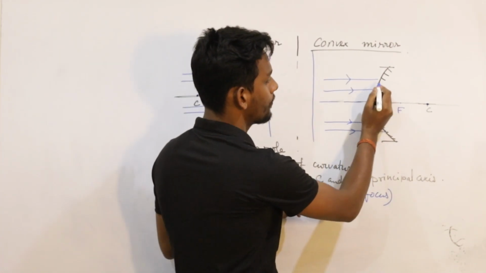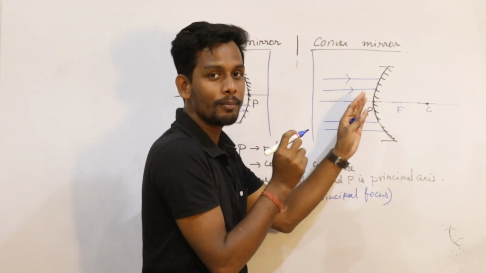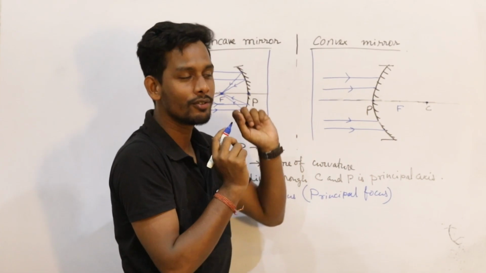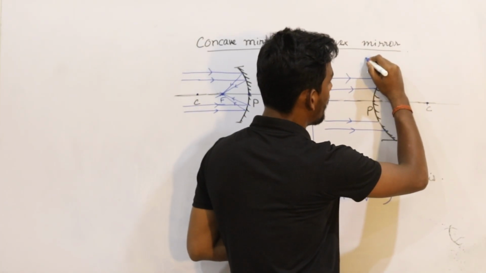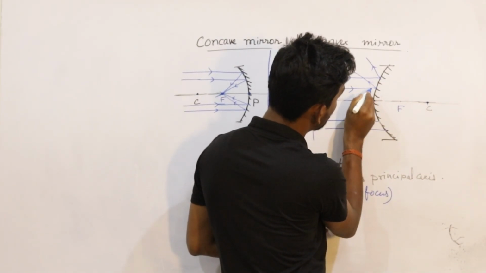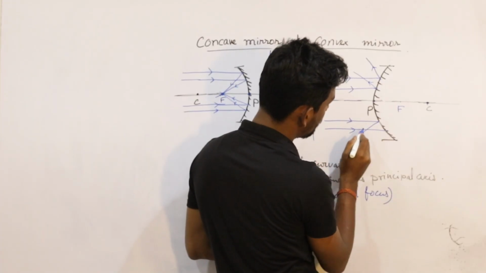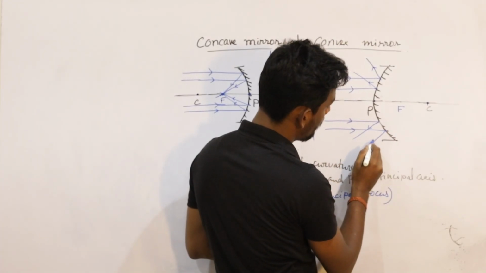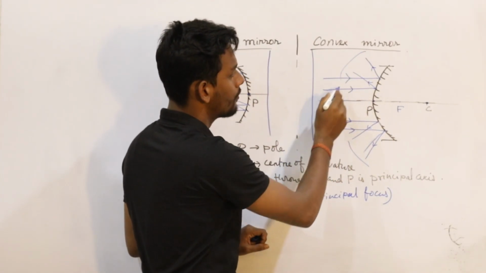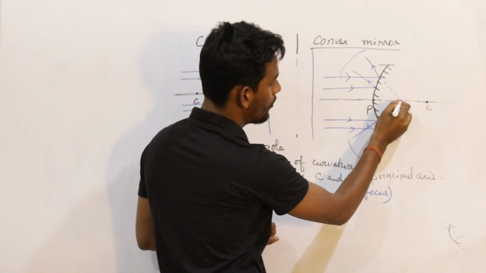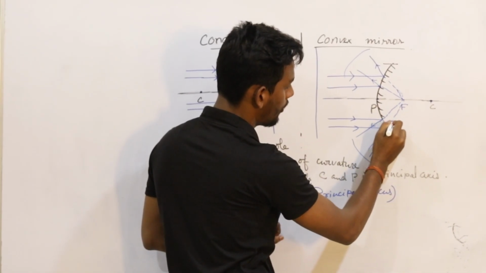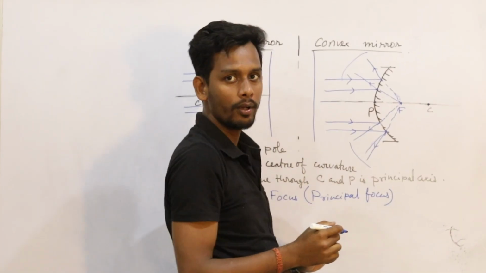In case of convex, here the rays cannot pass through the focus, since the mirror causes reflection. So they will reflect back like this. But when you observe from this surface, it looks like coming from a point behind the mirror. And this point is known as the principal focus.